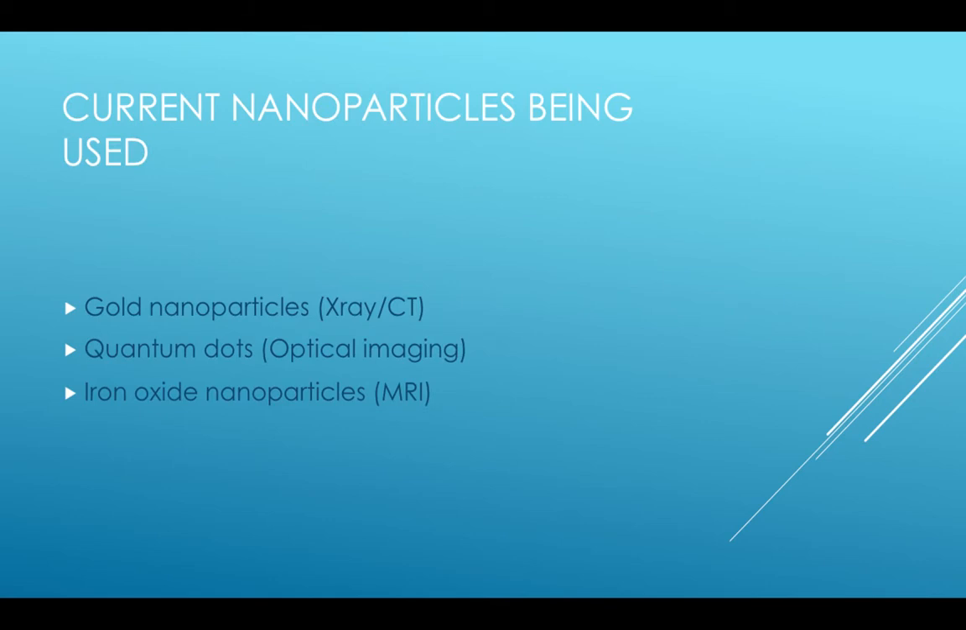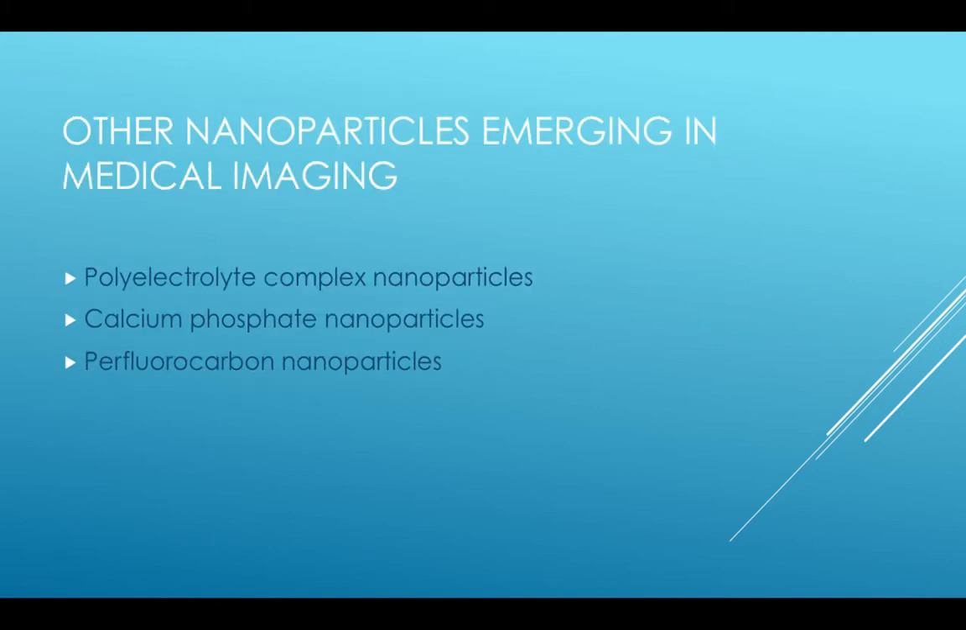There are many types of nanoparticles that can be used for medical imaging purposes. Some current ones are gold nanoparticles for X-ray and CT, quantum dots for optical imaging, and iron oxide nanoparticles for MRI. Other nanoparticles that are emerging in medical imaging and possibly will be used in the near future are polyelectrolyte complex nanoparticles, calcium phosphate nanoparticles, and perfluorocarbon nanoparticles. But I will only be talking about the current ones.